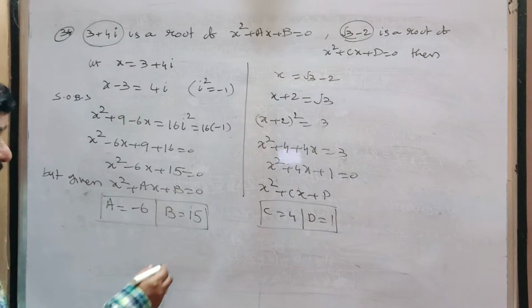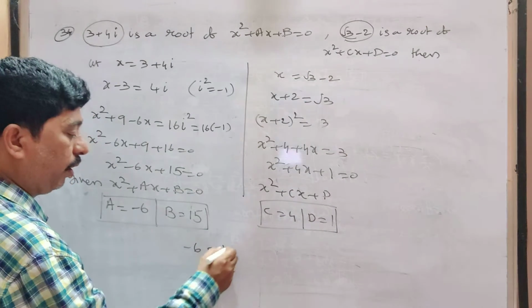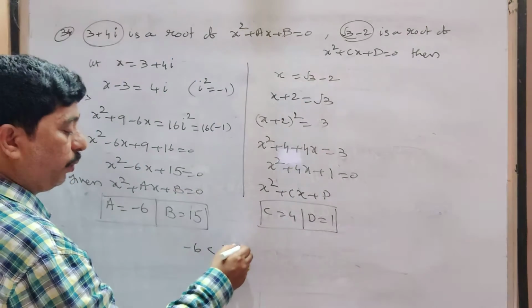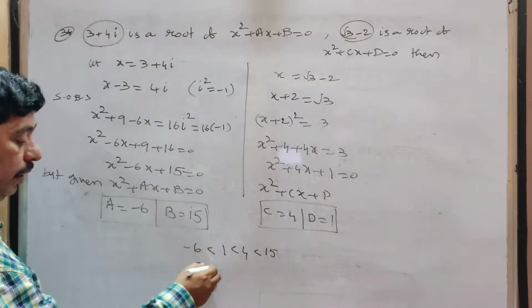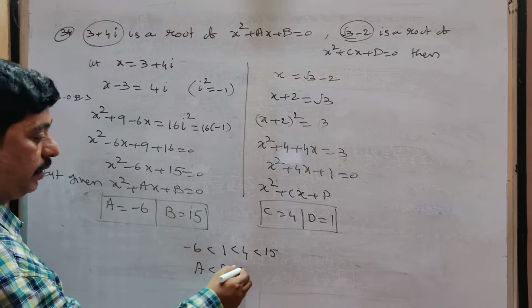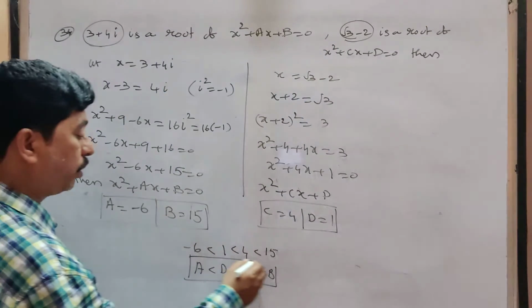First smaller number minus 6 less than next smaller number 1, less than next smaller number 4, less than 15. That is a less than d less than c less than b. Check the solution.